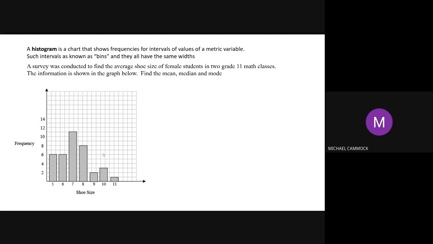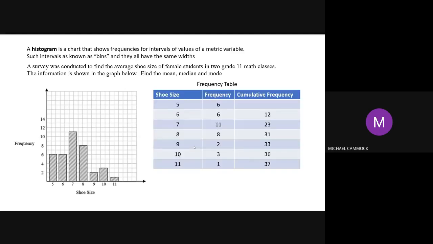Now I'm going to take this graph and I'm going to create what's called a frequency table out of it. And here's what my frequency table looks like. It's the same information from here, but shown in terms of a table. So I'm calling it a frequency table. Now, ignore the cumulative frequency for now. I'll explain what that is in a minute. But it's the same information we just talked about.